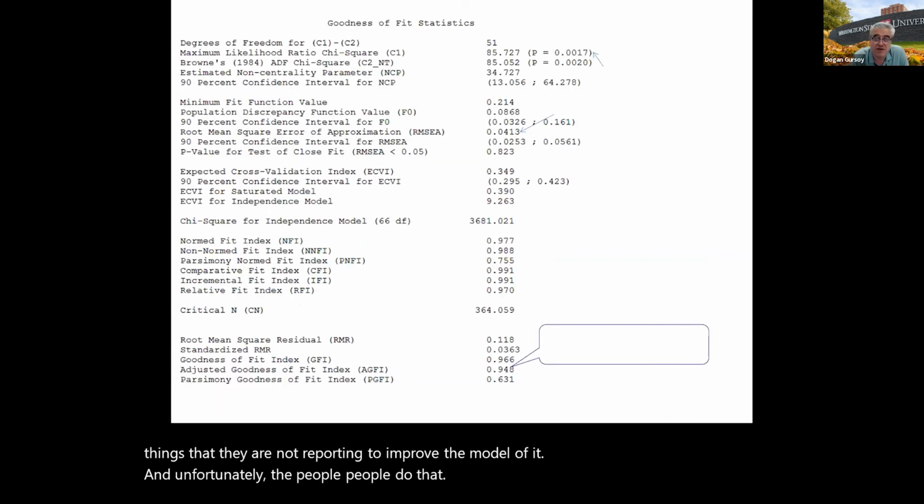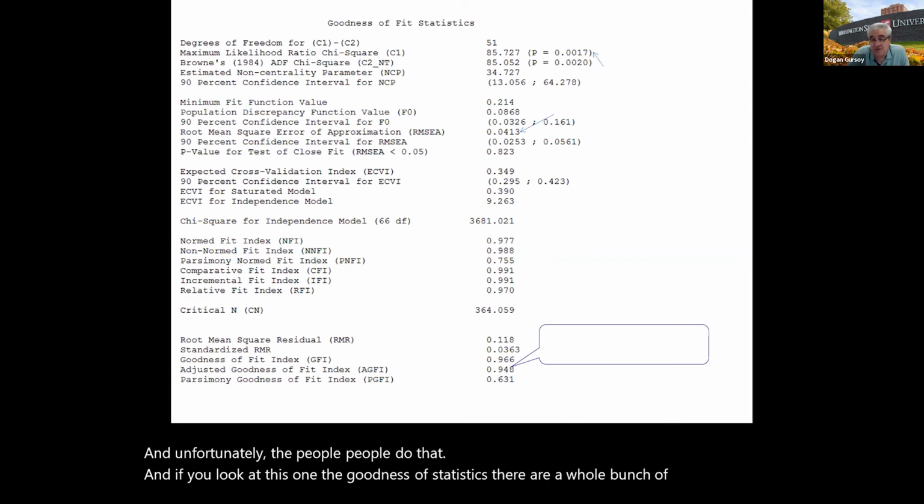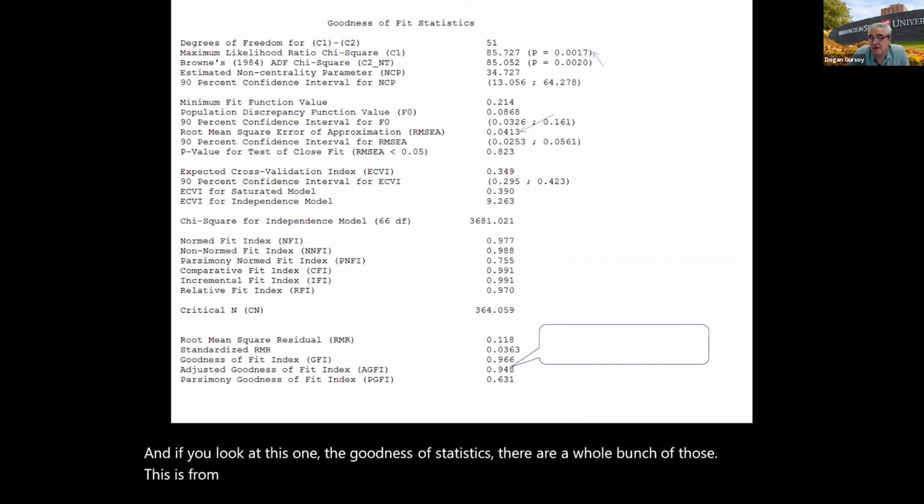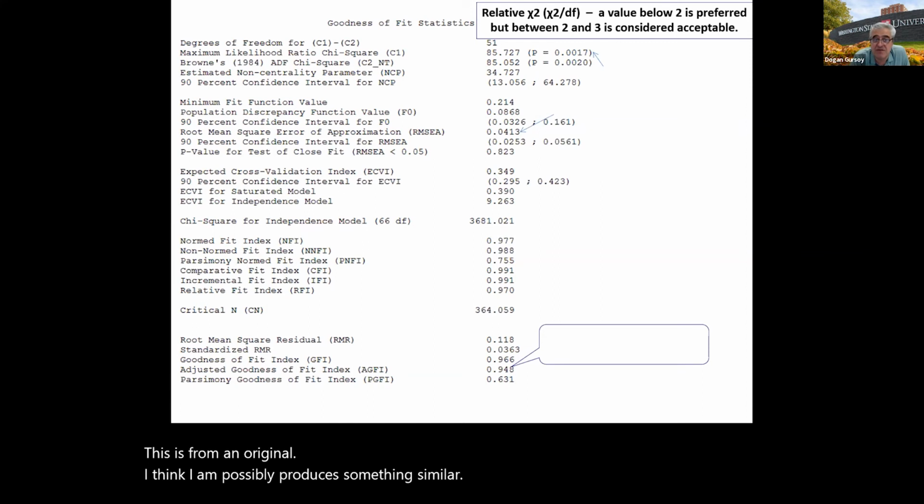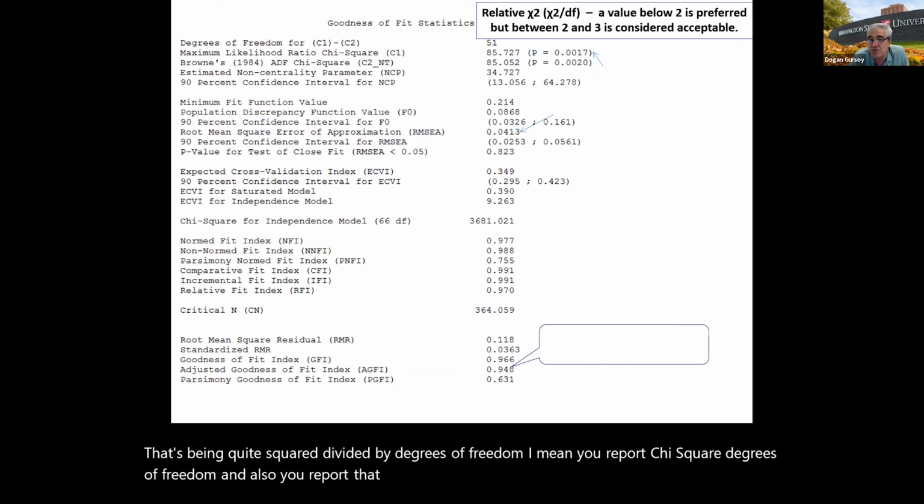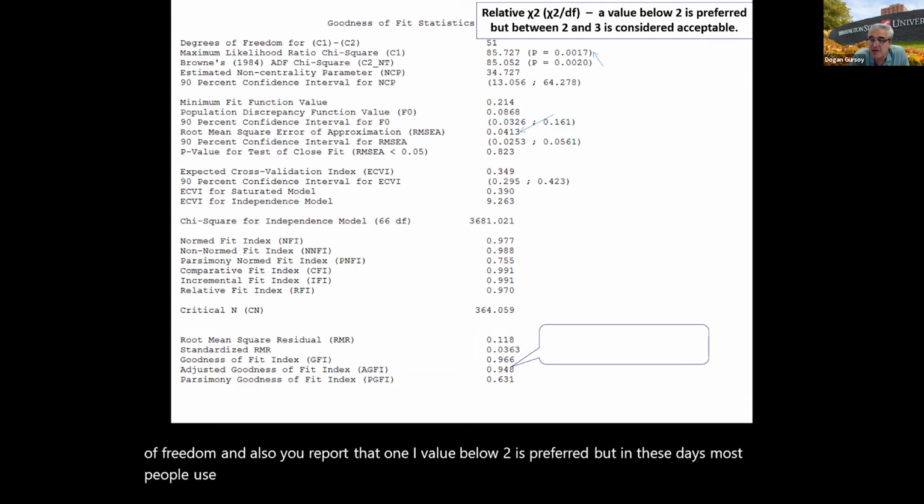If you look at this one, the goodness of fit statistics, there are a whole bunch of those. This is from Lisrel. I think Mplus produces something similar. This one, relative chi-square, is basically chi-square divided by degrees of freedom. You report chi-square, degrees of freedom, and also that one. A value below 2 is preferred, but these days most people use the below 3 criterion.